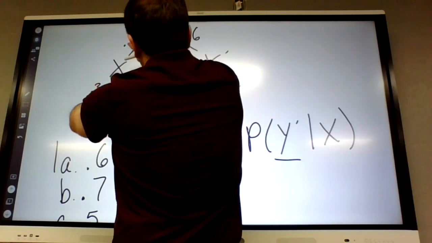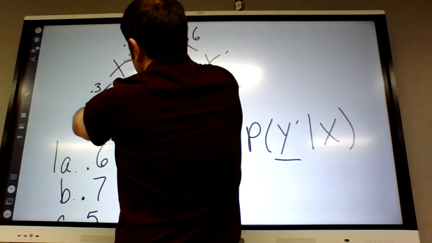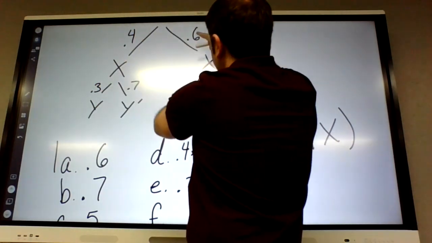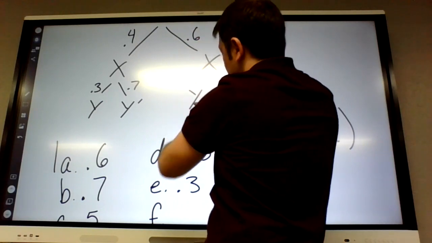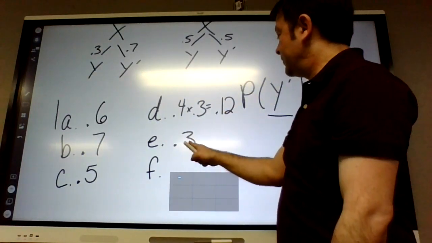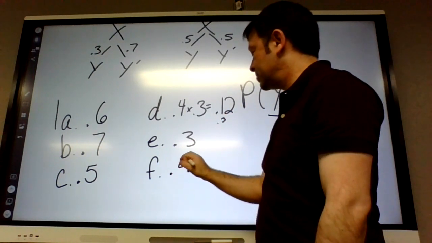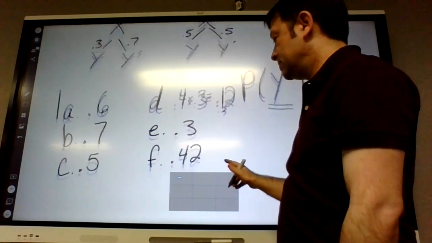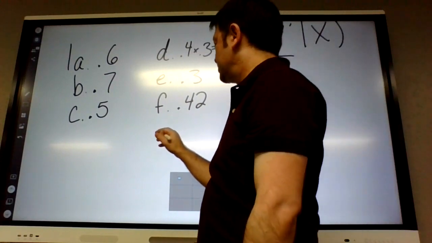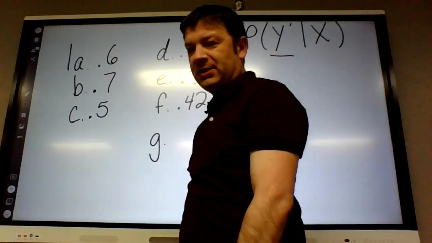So in other words, we already did this. Remember, it was 0.12 for this one and 0.3 for this one. So altogether, if you add those together, you line up the decimals, 0.42, 42% chance. Kind of screwed up with my lettering here. Okay.